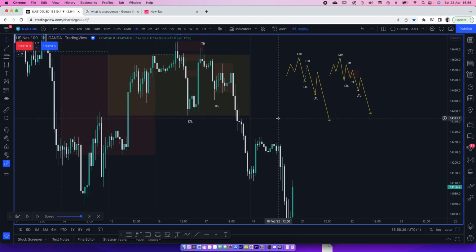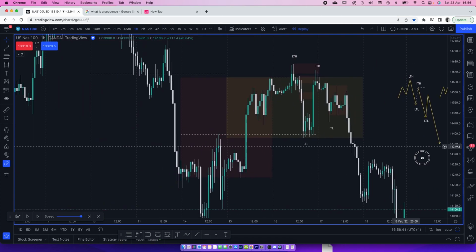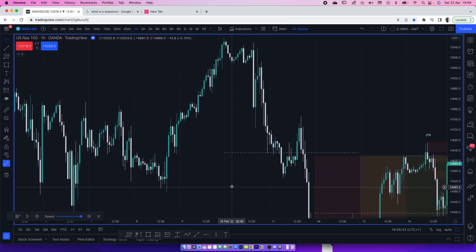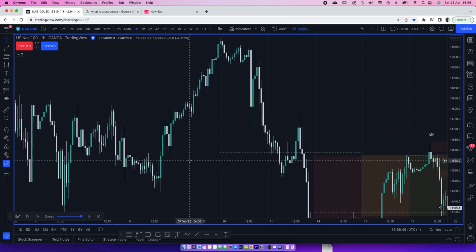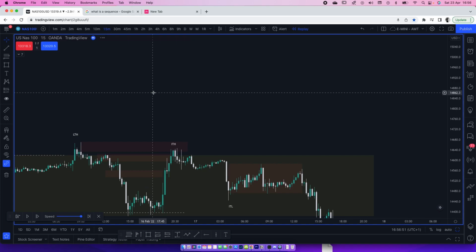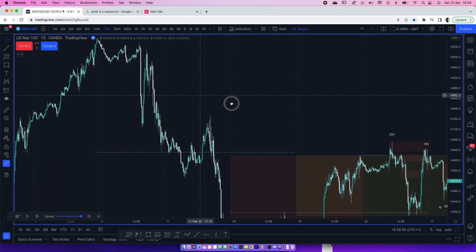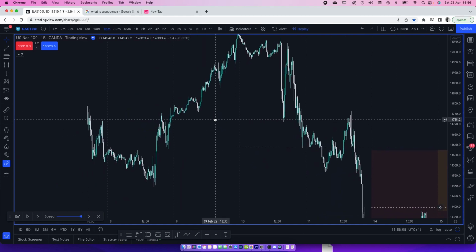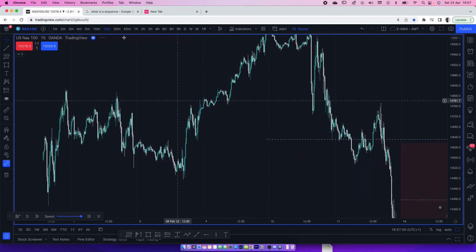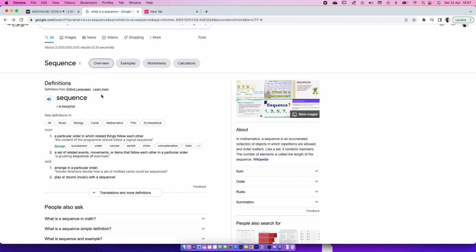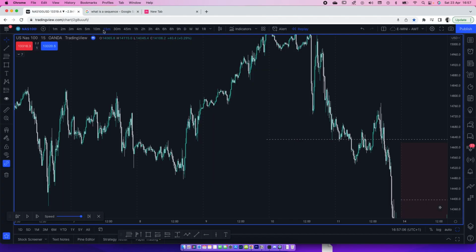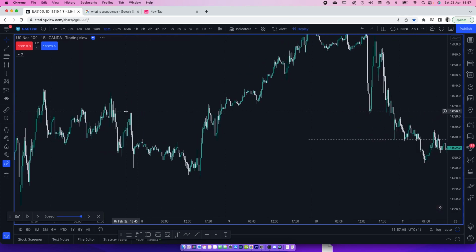So yeah, whatever. Anyway, let's find other examples, and I'm going to find examples regardless of the bias at this point. I'm just going to go in a chart and look on a 15 minute and look for examples and show you both variations of the sequence. All right, and remember what a sequence means. It's a set of events that follow each other in a particular order. All right, so let's find an example.